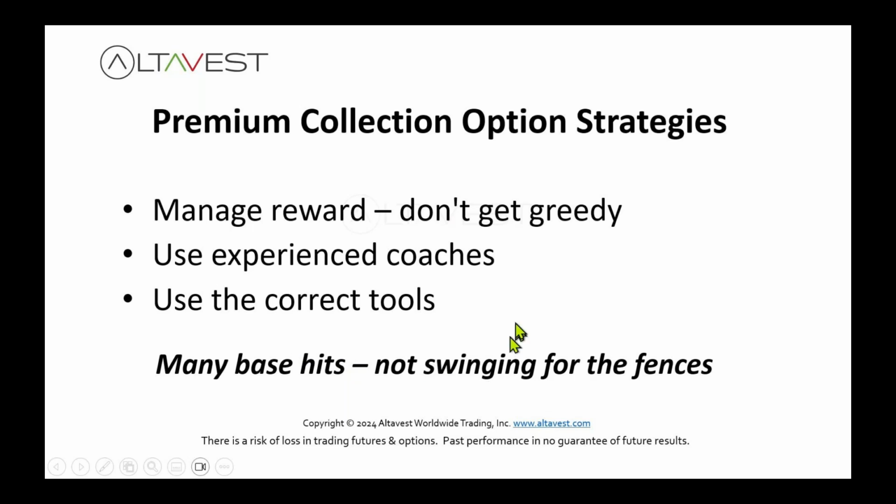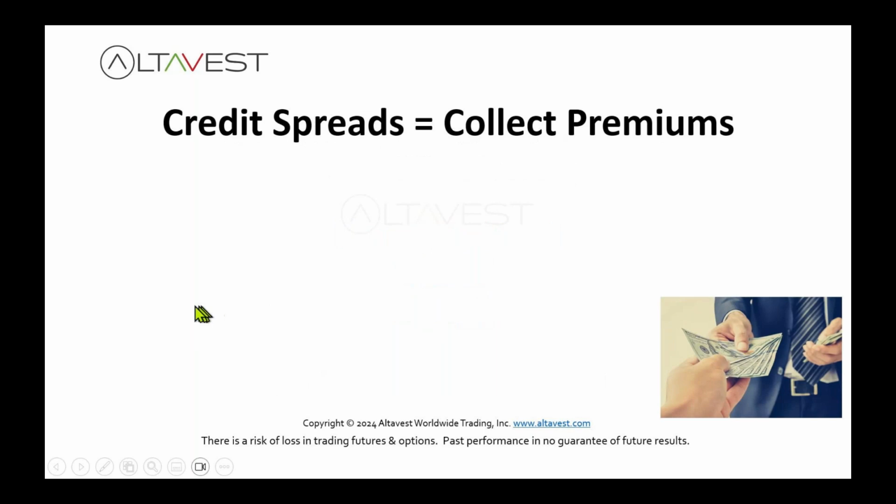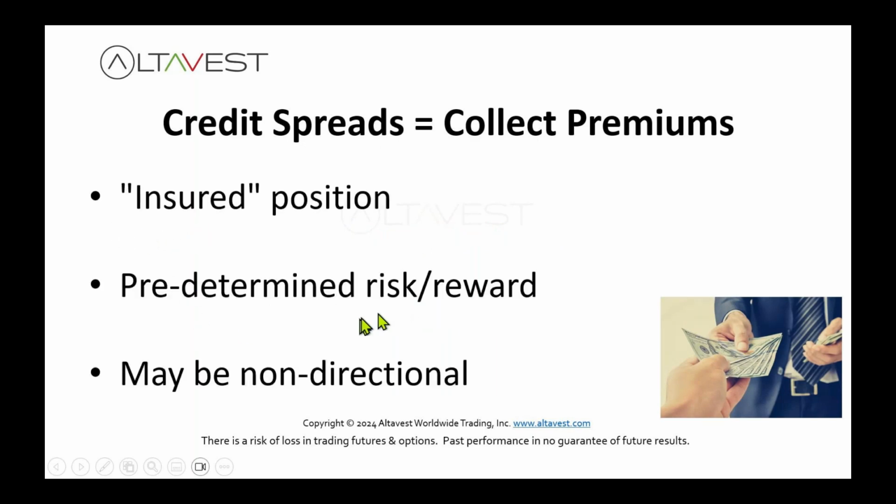So again, these are not going to be grand slam type of trade setups, although you could use options for that, but that's more of a few and far between type of approach. So these are short option strategies to collect premium, non-directional bullish or bearish strategies, targeting outcomes with fixed risk and profits. They're called credit spreads. Each position is insured with predetermined risk and reward. They could even be non-directional in nature. In other words, we're not necessarily always trying to determine if a market is bullish or bearish.